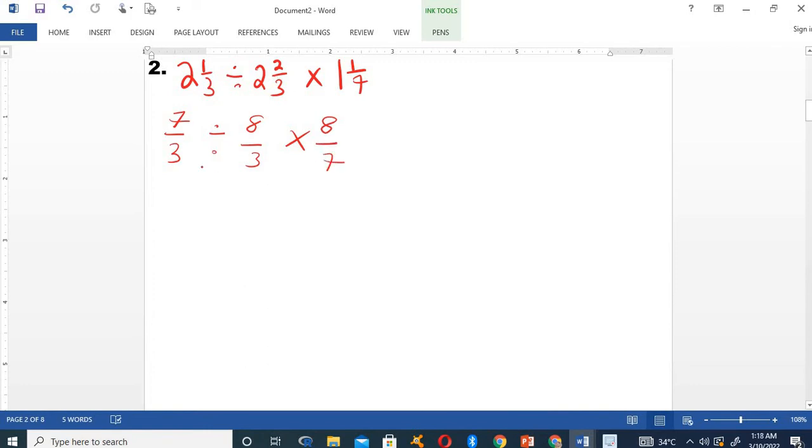So the same thing we did to division over there, I'm going to do the same to this division here, okay? So I'm going to change it to multiplication, 7 over 3 times, and then this numerator becomes the denominator, and denominator becomes the numerator, and that is 3 over 8, then times 8 over 7.